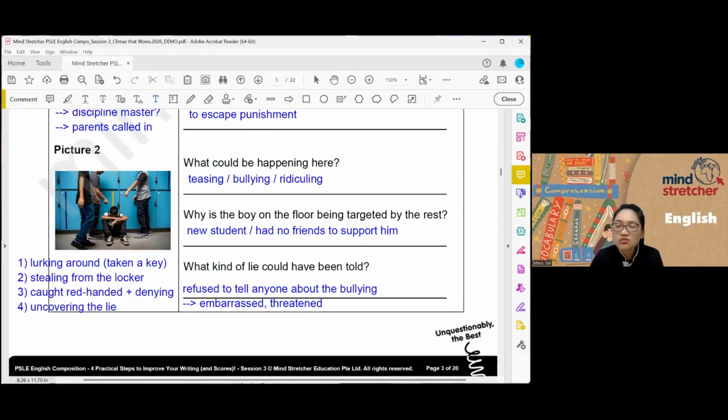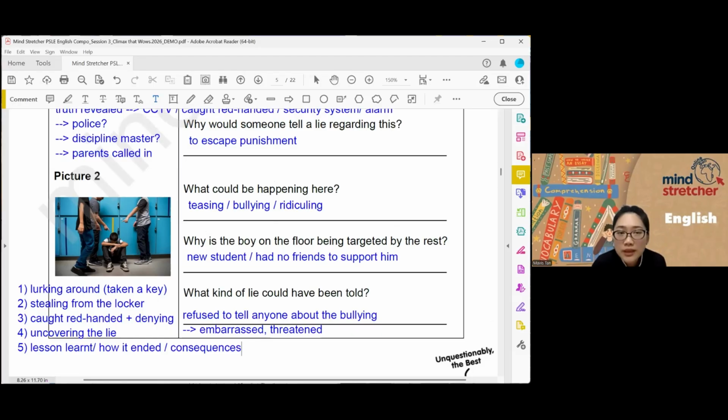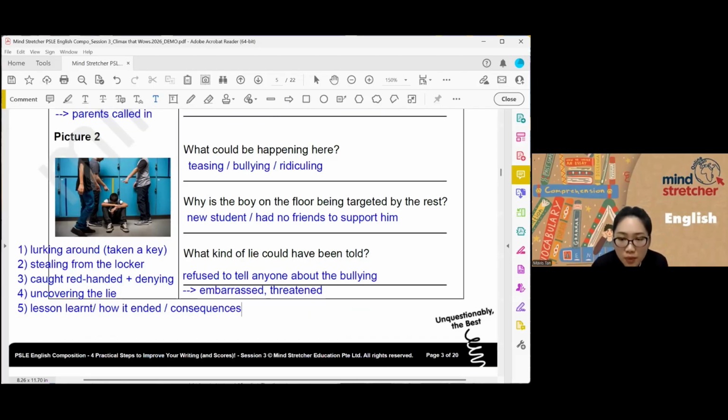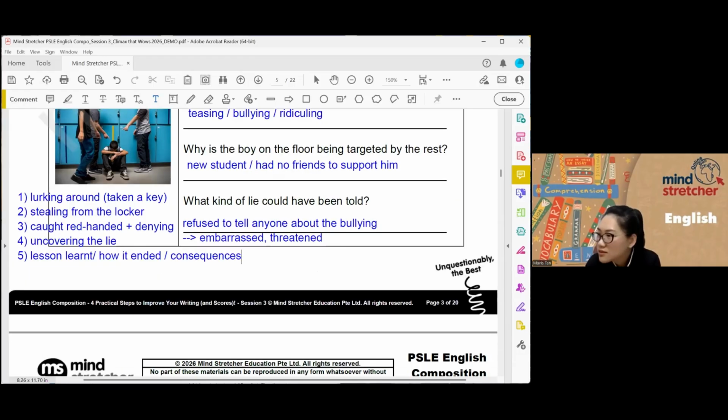So usually if it's in schools, an adult has to come into the picture, right? It could be a discipline master, someone investigating the situation because theft is involved. And then the lesson learned or how it ended, plus the consequences. So this is another possibility. If we are not looking at a bullying storyline, this could be another possibility because of the setting. There's a background, right? So lockers are possible. All right.